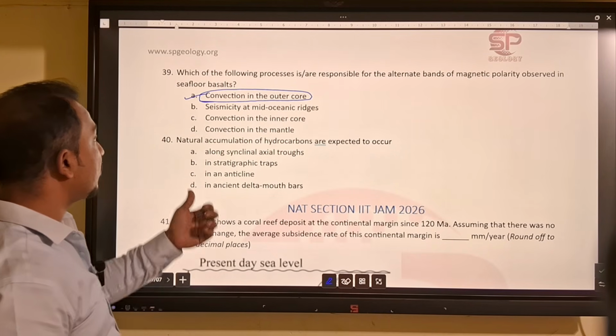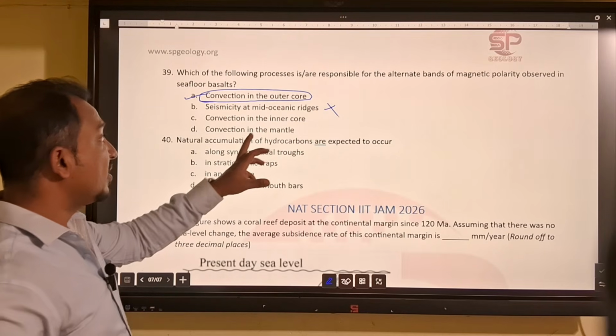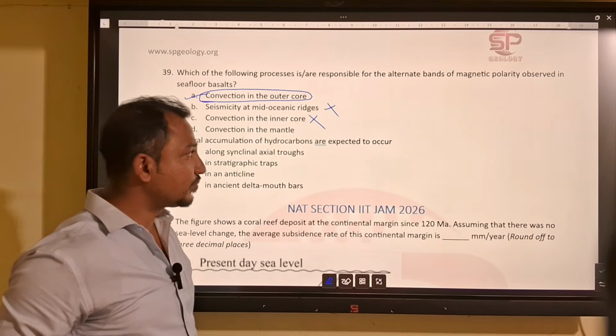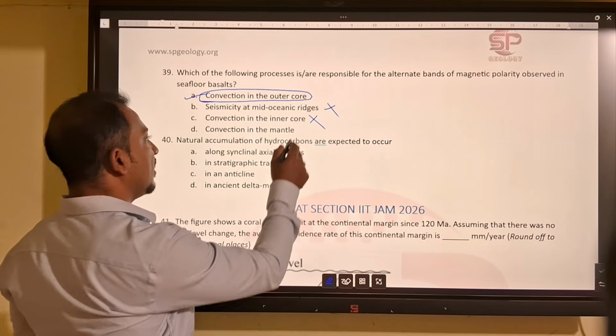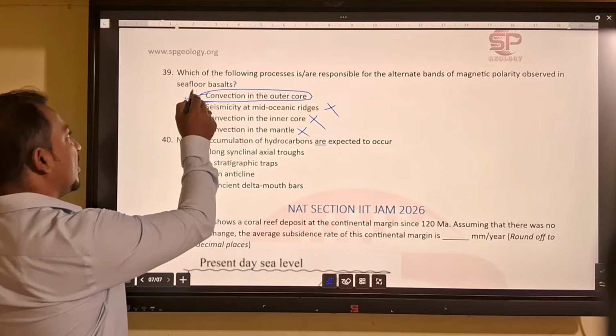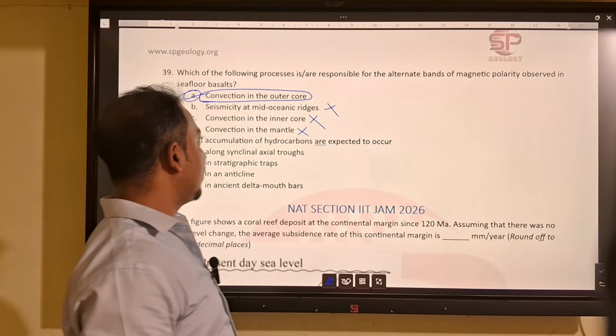Let's take the other options. Seismicity doesn't relate to any magnetic activity. Convection in the inner core: there is no convection in the inner core because the inner core is solid. Convection in the mantle does not affect the magnetic polarity. So still only one option is correct. Though it is an MSQ, you will get only one option correct.